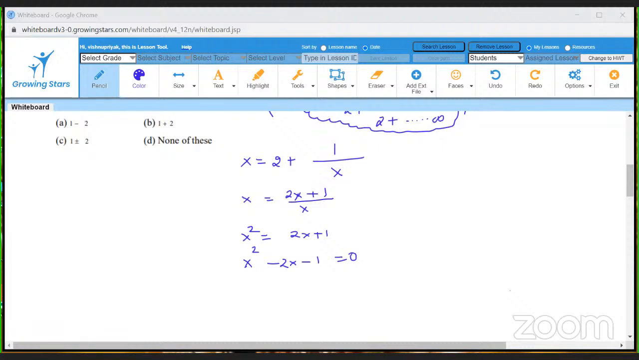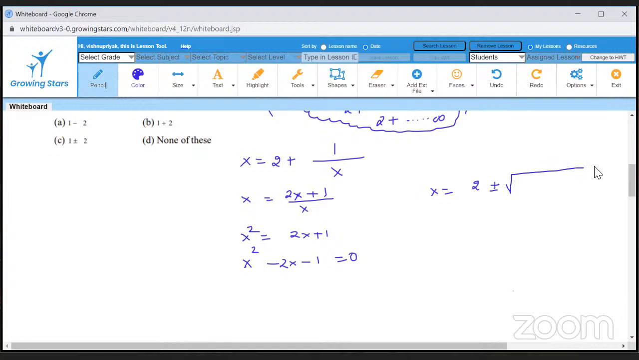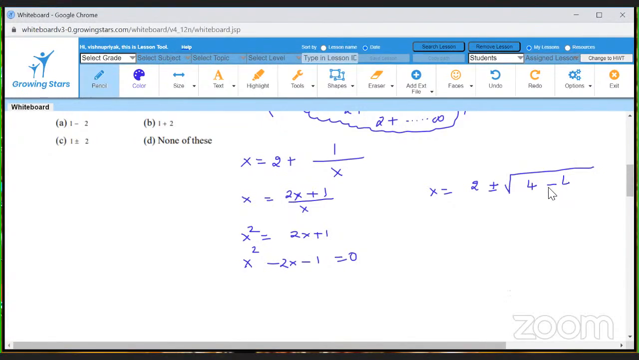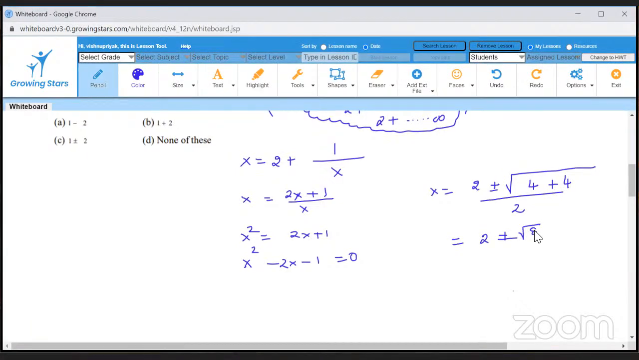This quadratic equation, I can solve it. How will I solve this quadratic equation? x equal to minus b plus or minus square root of b square minus 4ac, minus 4 into 1 into minus 1, so it becomes plus, by 2a. So 2 plus or minus square root of 8 by 2.